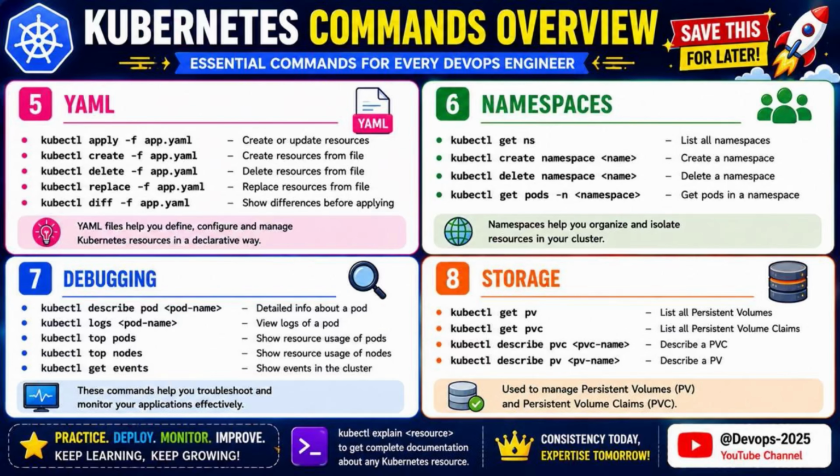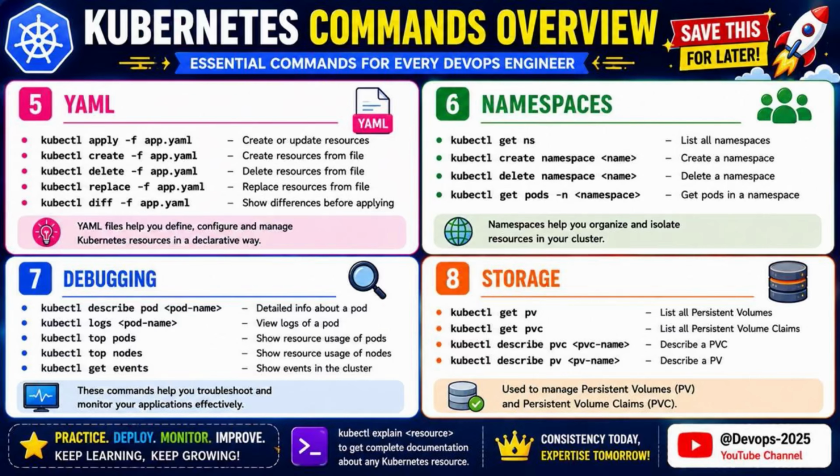If you are working with YAML files or Kubernetes manifest files, you should remember a few commands. They are kubectl apply -f your YAML file name. You can also create, delete, replace, and compare your Kubernetes resources using a YAML file or Kubernetes manifest file. For namespaces, you use kubectl get ns, and when you want to work inside a specific namespace, you can use the -n option.